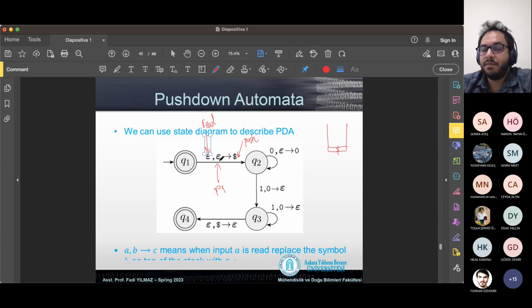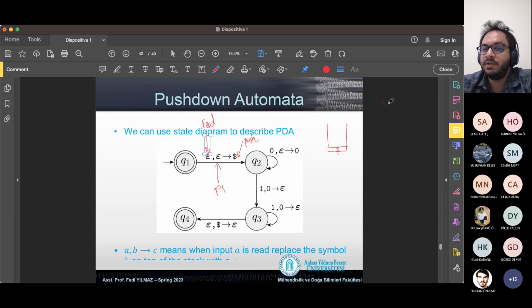So first, let me repeat this again. We read nothing from the input string. We pop nothing from the stack, because there's nothing, and then we push a $ sign at the bottom of the stack. Next, if we read a 0 from the input string, we pop nothing, but we push a 0.